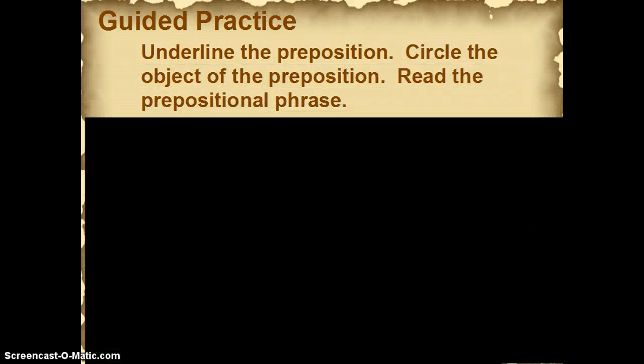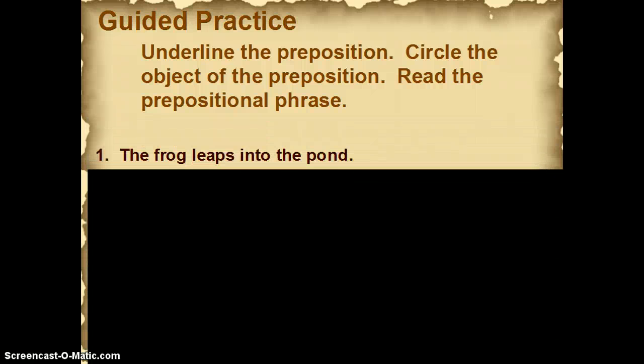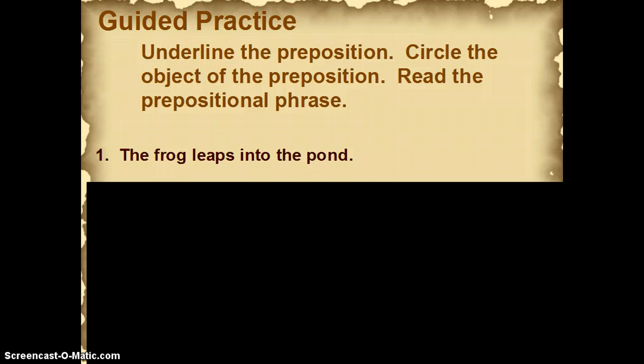Alright, so here's some practice, and then obviously I'll go over the answers at the end. You're going to underline the preposition, then you're going to circle the object of the preposition. And it says read the prepositional phrase, you don't need to do that. So you're going to underline the preposition and circle the object of the preposition. So actually, let's do the first one together.